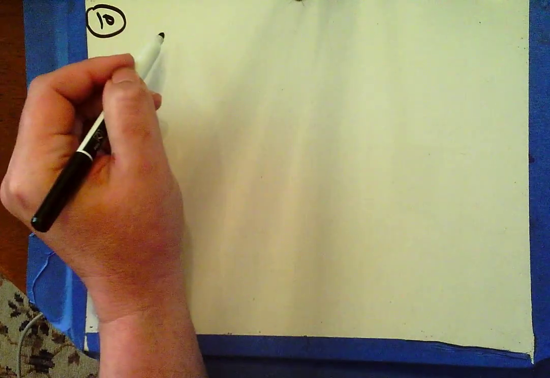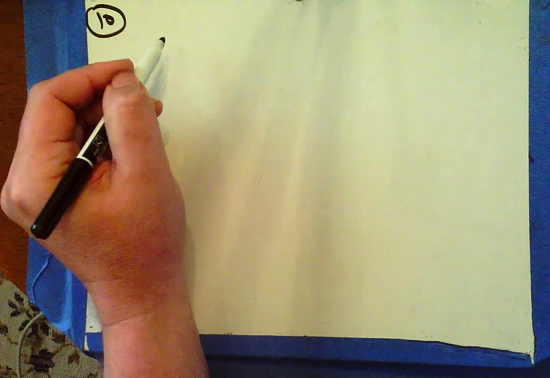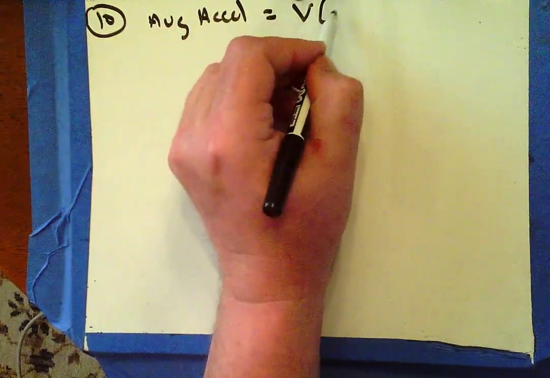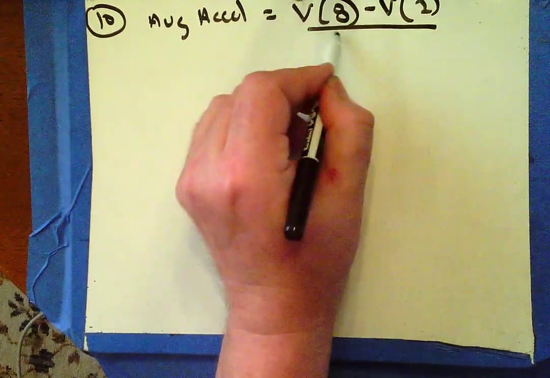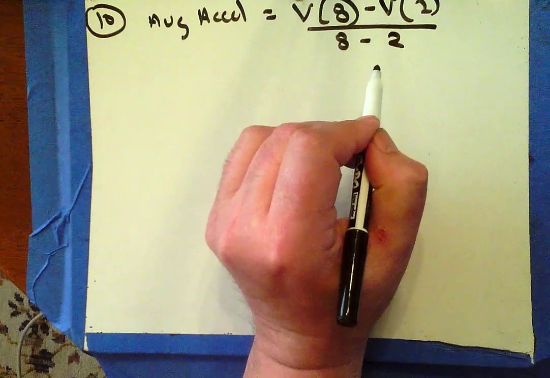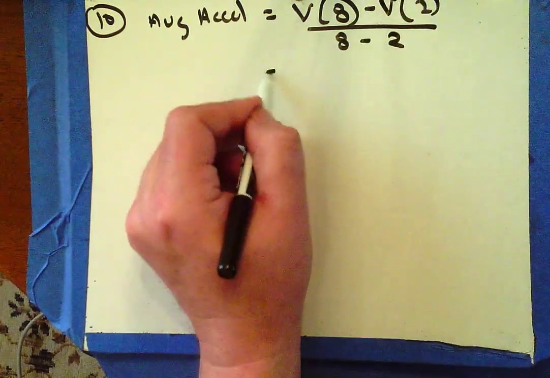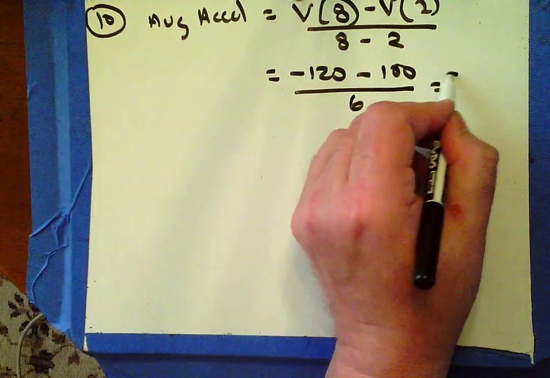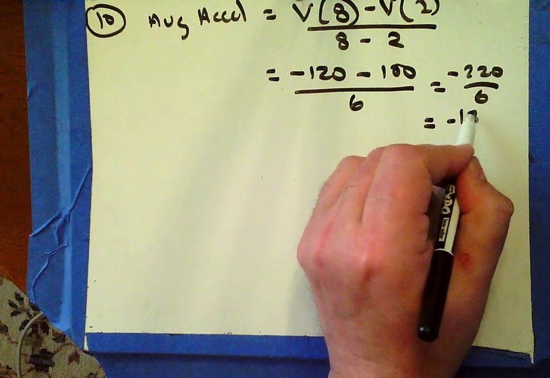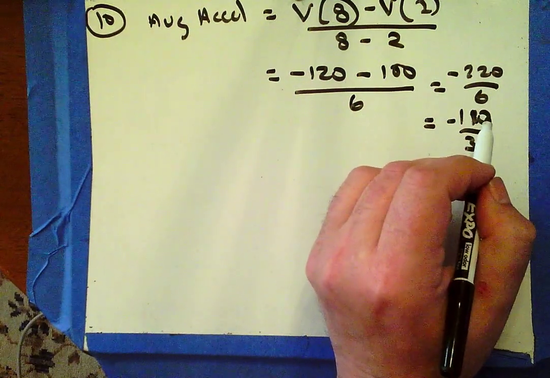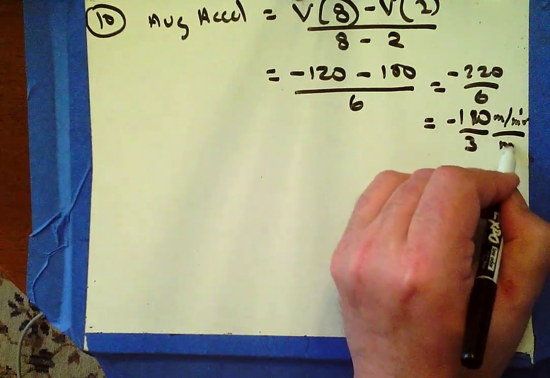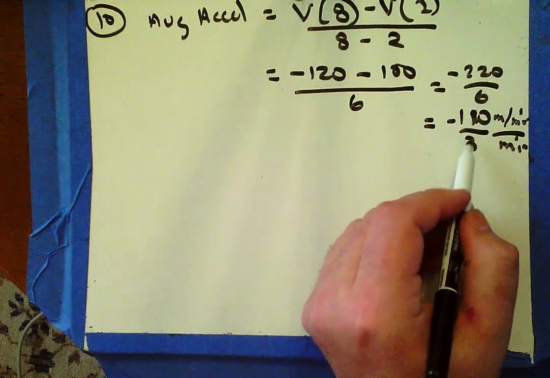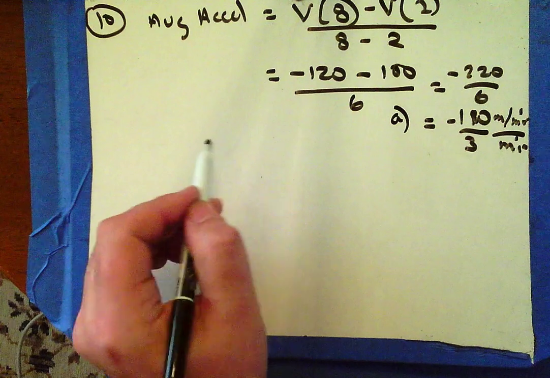Number 10. Last three problems. Number 10 says average acceleration, but we're given velocities. So I know that average acceleration is going to be v of 8 minus v of 2 over 8 minus 2. V of 8, I read off the graph as negative 120. V of 2 is 100 over 6, so negative 220 over 6, or negative 110 over 3. And the units here are meters per minute on top and minutes on the bottom. Negative 110 over 3 meters per minute squared. There's part A and the work for it.